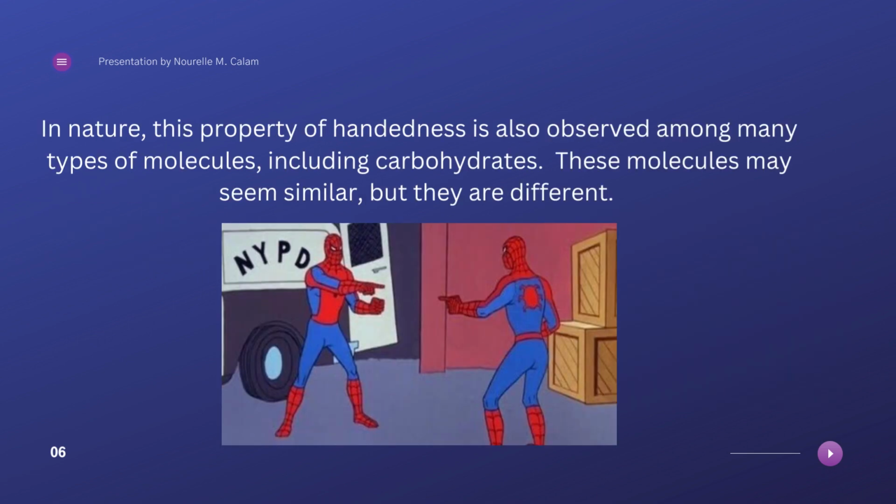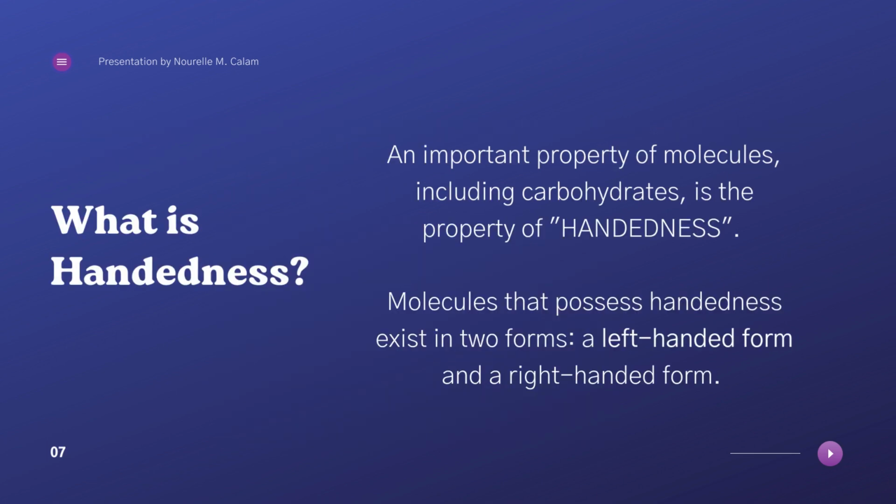Now, to continue, in nature, this property of handedness is also observed among many types of molecules, including carbohydrates. Now, these molecules may seem similar at one glance, but they are very different molecules. Now, what is this property of handedness, by the way, which is our first focus for this discussion? So, what is this all about?